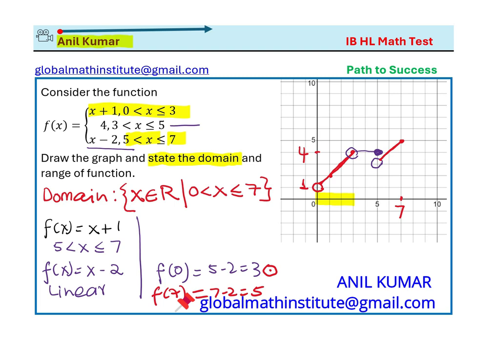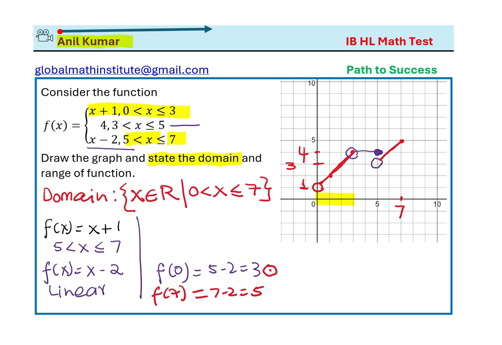So x minus 2 from 5 to 7. At 5, we are at 3, which is not included. So you get your graph. That portion of the graph is over. It goes from 0 to 7, where 0 is not included as mentioned in the domain earlier, and 7 is included.